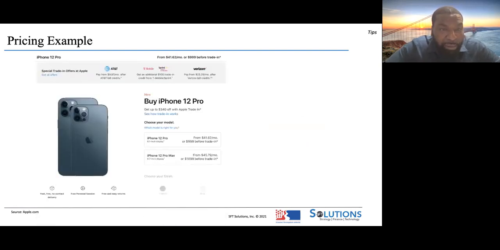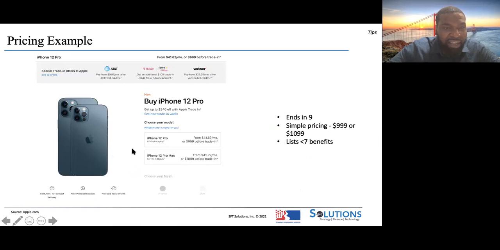Here's another example from Apple. You notice everything that Apple sells ends in a 9. It's simple, $9.99, $10.99, before trade-in. And if you look around the page, they only list a handful of benefits. The iPhone has a ton of benefits, but they keep it simple. They're not trying to inundate you with information.